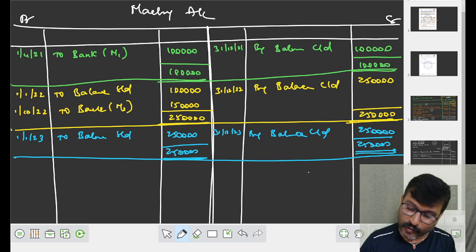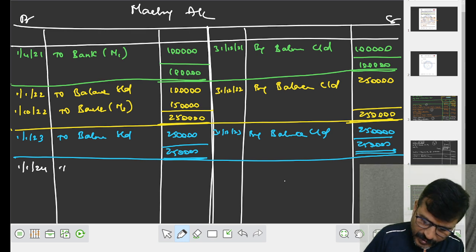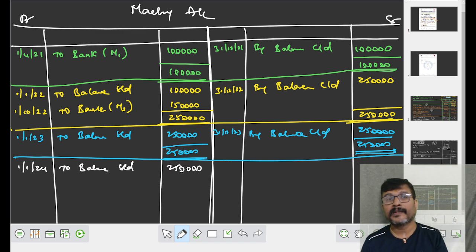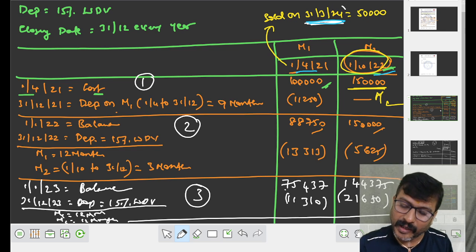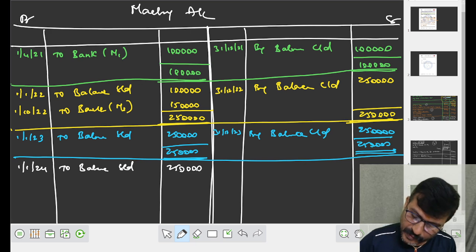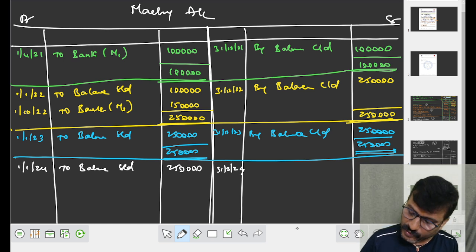Now I am into the fourth year. The fourth year is 1st January 24. To balance brought down 2.5 lakh. In 24, in what month? On March 24, you sold the M1. M1 is sold. So then what should I do? Machinery decreased, right? On which date is it sold? 31st March 24 you sold.